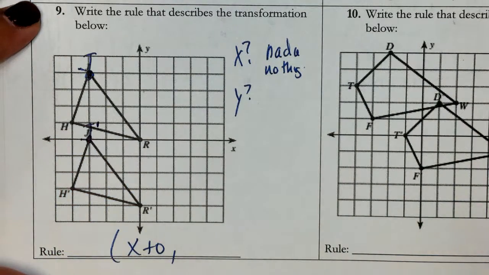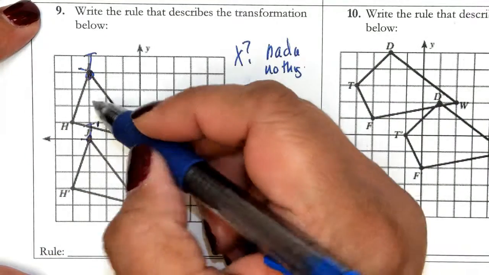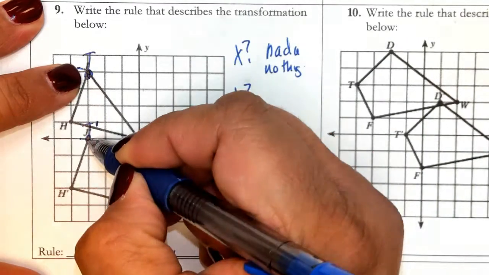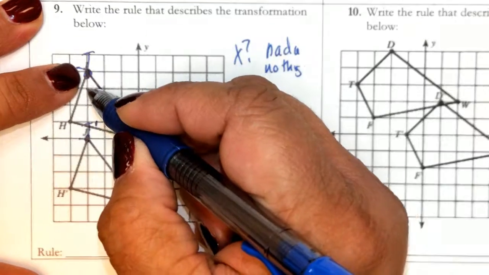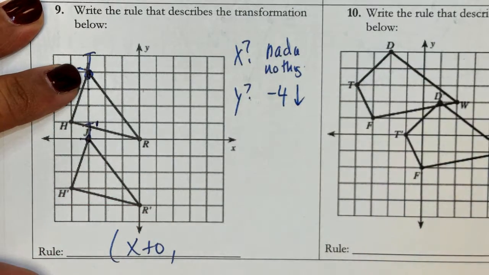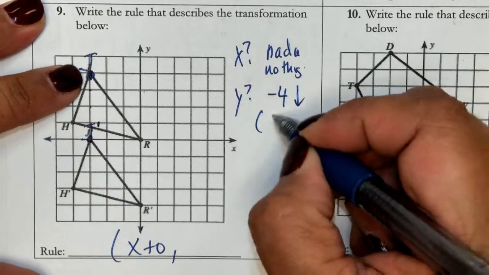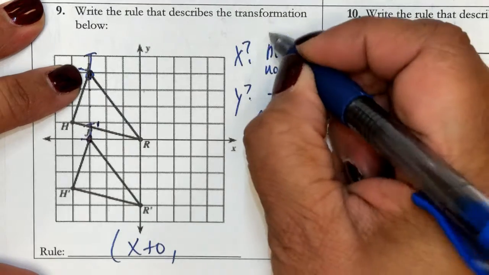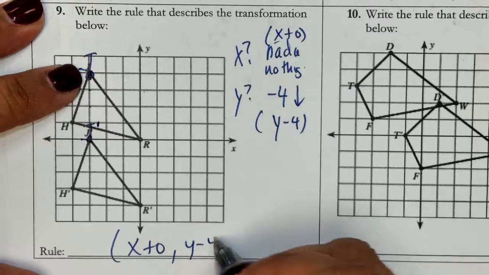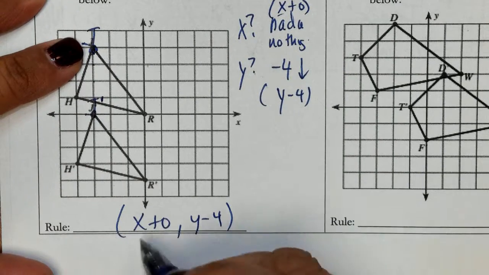Okay, how about the y? Oh, sorry, I messed up. That was the x. How about the y? So the y, what did I do? I was here, and then I went here. Well, what did you do? You went down. 1, 2, 3, 4. You went down 4. So how do you write that? Y minus 4. And here's x plus 0. But do I really need the 0? No. Okay, if you leave it like that, I'm good.